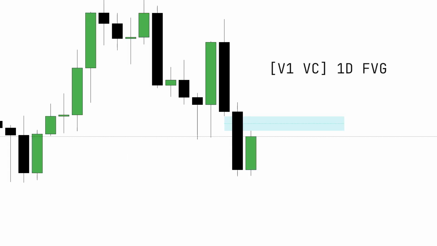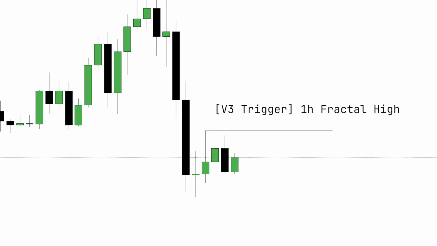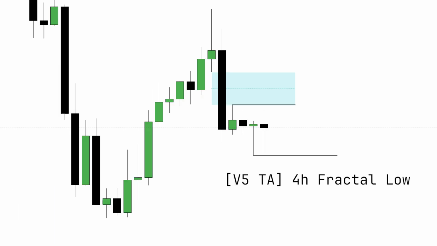Finally, let's summarize everything we've received so far. V1 volume confirmation is a one-day fair value gap. V2 volume confirmation is a 4-hour fair value gap, which has become our point of interest. V3 trigger is a 1-hour fractal high. V4 entry is a 15-minute fair value gap, and V5 trouble area is a fractal low on the 4-hour time frame.